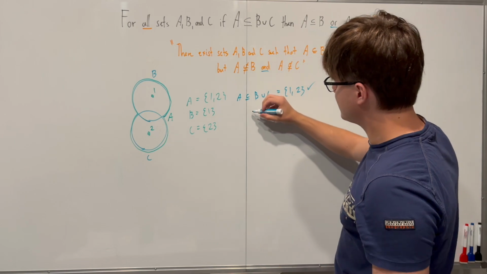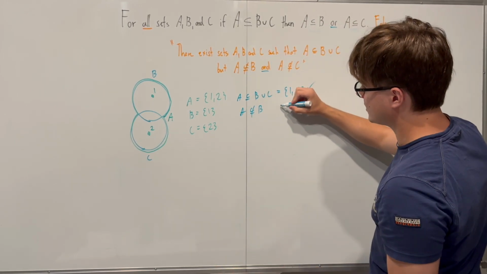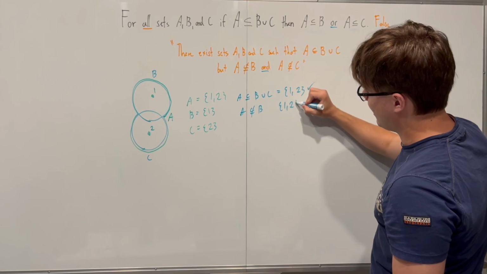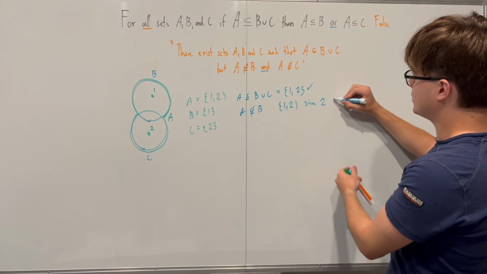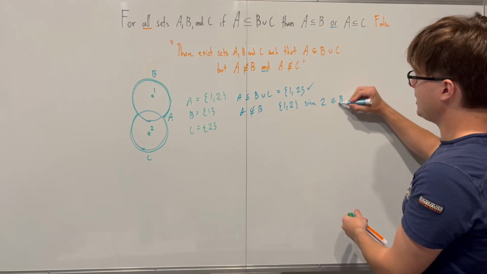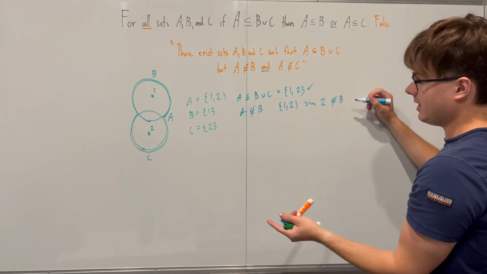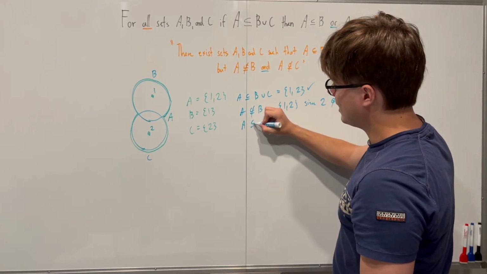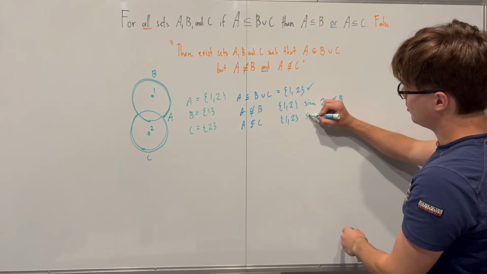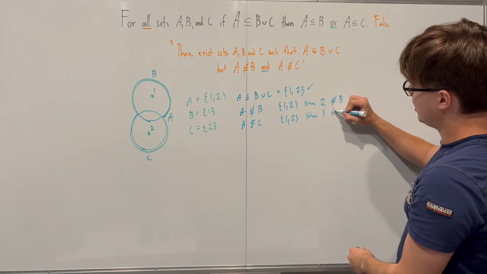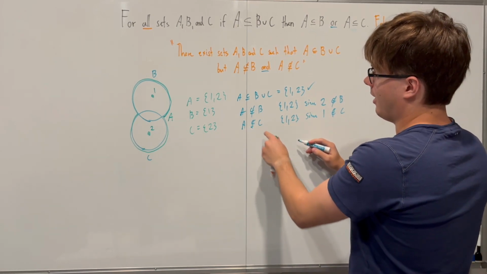Well, then is this going to be true, that A is not a subset of B? And the answer is yes. If A contains the elements 1 and 2, since 2 is not an element of B, but it's an element of A, then A is not a subset of B, right? And similarly, A is not going to be a subset of C, because if A has the elements 1 and 2, since 1 is not an element of C, then A cannot be a subset of C.